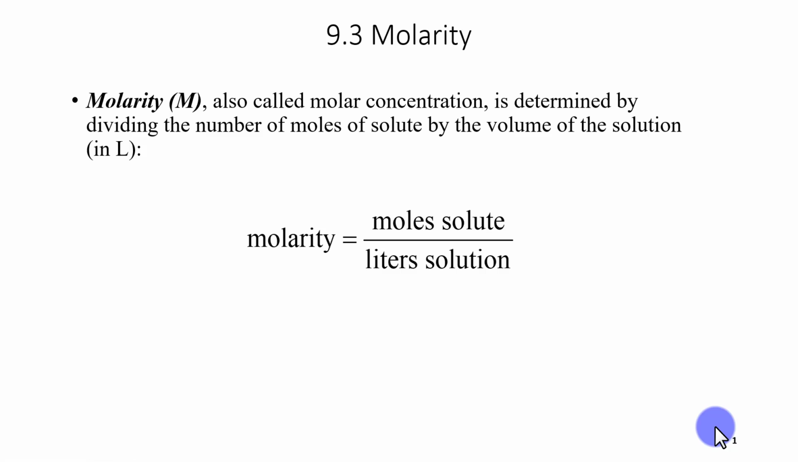Another unit of concentration that is used quite a bit in chemistry is molarity, and its shorthand symbol is big M. This is also called molar concentration. And here's the formula for it. So molarity is given as the number of moles of my solute, whatever I'm dissolving, divided by the liters of solution. Make sure that that unit is in liters and not milliliters.